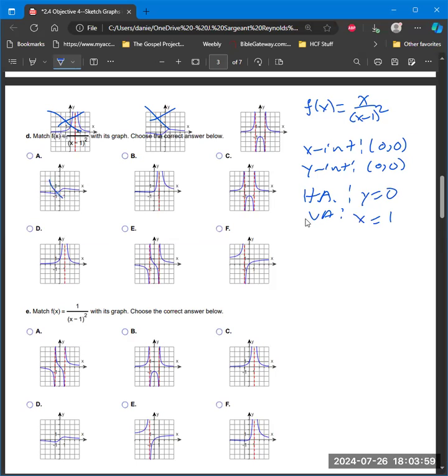So let's see, vertical asymptote at x equals 1. It's going to be one of these that does the same thing on both sides. It has to go through (0, 0), so that's going to be B.